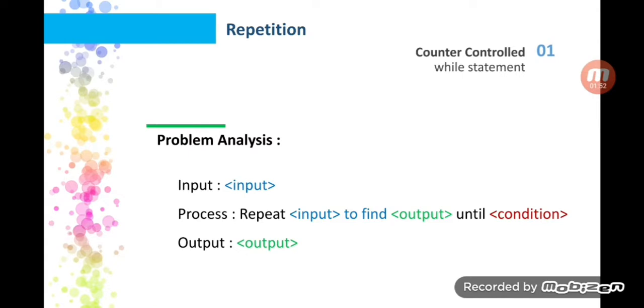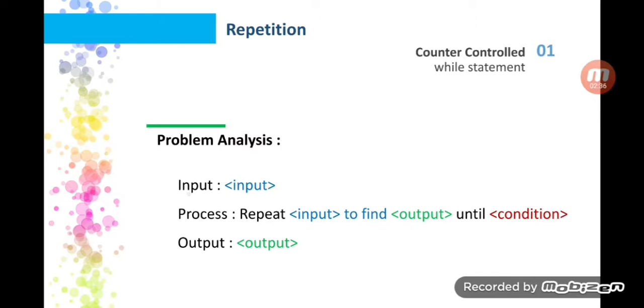So how do we write the problem analysis for repetition? In our pseudocode that we will learn later, normally the repetition will use the while statement. First we need to see the counter controlled repetition. As usual, before we write our program, we need to do a problem analysis. We need to determine the input, process and output.